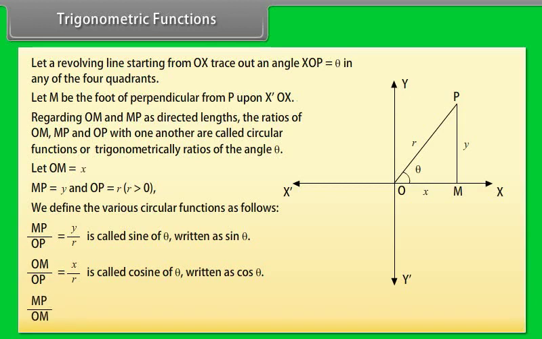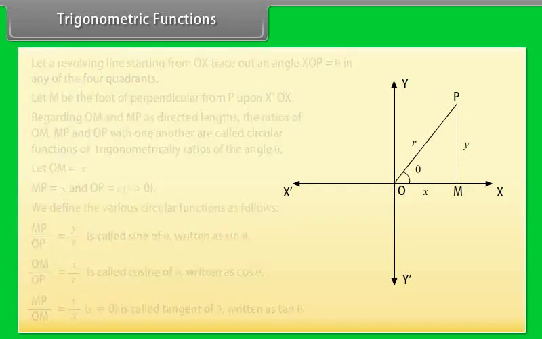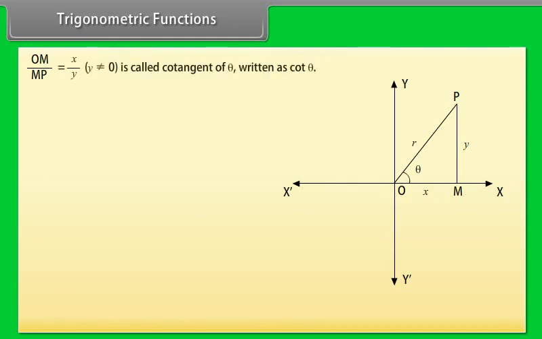MP by OM equal to y by x, x not equal to 0, is called tangent of theta, written as tan theta. OM by MP equal to x by y, y not equal to 0, is called cotangent of theta, written as cot theta.